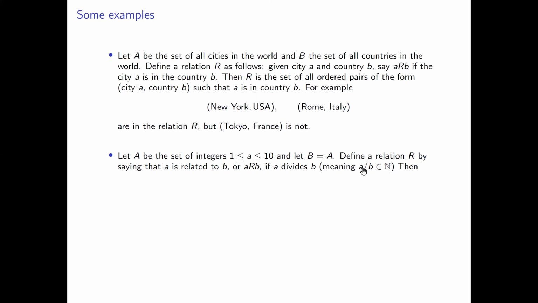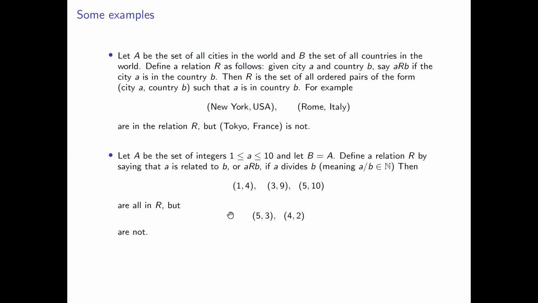And so what does this mean? This means that if I look at A divided by B, then I get another integer. Of course, if I look at this fraction, this is always going to be some rational number, but I say that A divides B if it happens to be an integer. So we can list out some examples of ordered pairs that are in our relation. For example, 1 divides 4 because 4 over 1 is 4. 3 divides 9 because 9 over 3 is 3. And 5 divides 10 because 10 over 5 is 2. So the fractions in this order are all integers, so these are all in the relation.